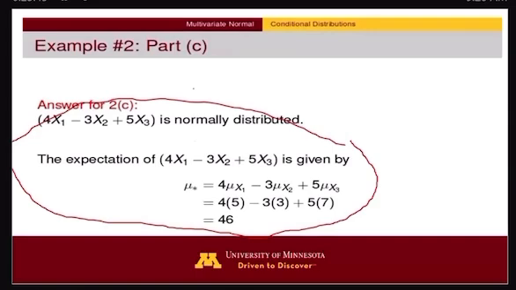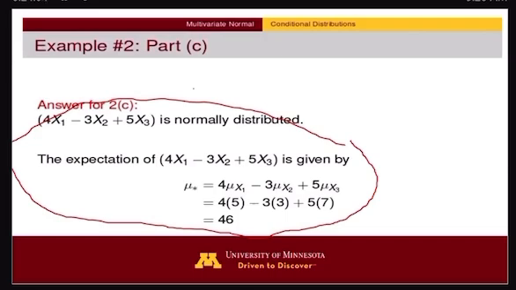And what is the expectation of 4x1 minus 3x2 plus 5x3? I'm just going to do 4 multiplied by the mean of x1, minus 3 multiplied by the mean of x2, and 5 multiplied by the mean of x3. Then I'm going to have the mean to be 46.